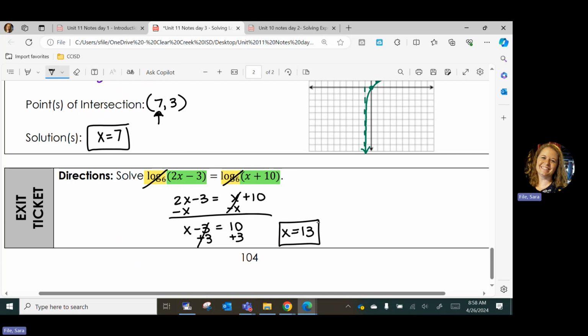Anybody get a solution yet? 13, very good. Let me unfreeze so y'all can see. So I used one-to-one property. I said it's a log base 6 equal to a log base 6. So what we're taking the logs of must be equal. And then I solved and got 13. If you chose to try this graphing in Desmos, you should have gotten the same point. The point where they intersect should be where x is 13.